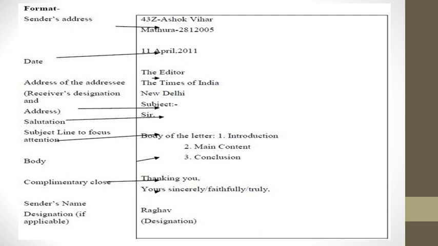After the conclusion, we'll move on to the complimentary close. Here you will be thanking the editor, saying thank you, and after that you will be writing yours sincerely, or faithfully, or truly. Here you have to be very careful with your spellings. After that you'll be writing your name, the sender's name, for example Raghav or something. If the designation is mentioned in the question paper, you will be writing the designation below the name, or it's optional. You don't have to write it. So this is how the content of an editorial letter should be.